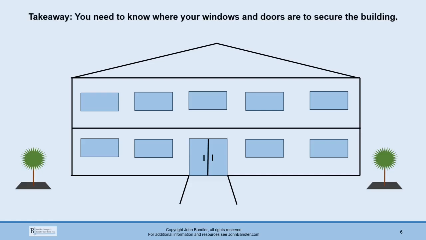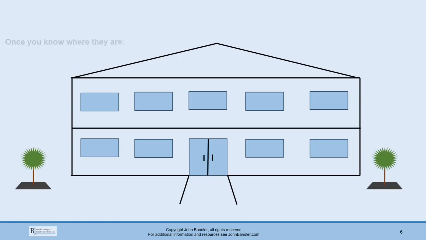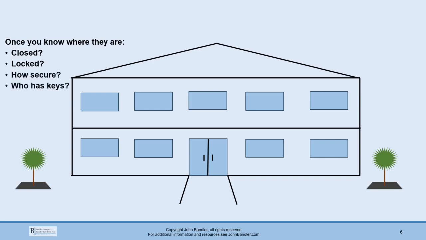So here's the takeaway. You need to know where your windows and doors are to secure the building. Pretty obvious, right? And once you know where they are, we're checking if they're closed. Are they locked? How secure is it? Who's got the keys? And then there's more we could get into, like how hard would it be to kick in the door? How hard to pick the lock? Do we have surveillance cameras? And so forth. But let's keep it simple because we're going to apply that with cybersecurity.